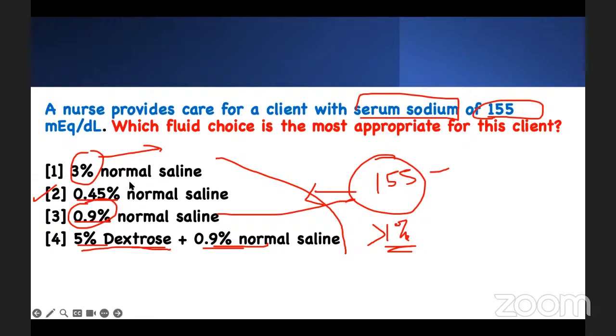You don't just memorize and watch video, but understand that if my sodium is 155, there's only one direction I will go. I got to come down. And that down is to be normal. And if I'm coming down, I'm picking anything less than 1%. If it's low, I got to go up, and I have to pick something more than 1%. So 3% is a wrong answer.